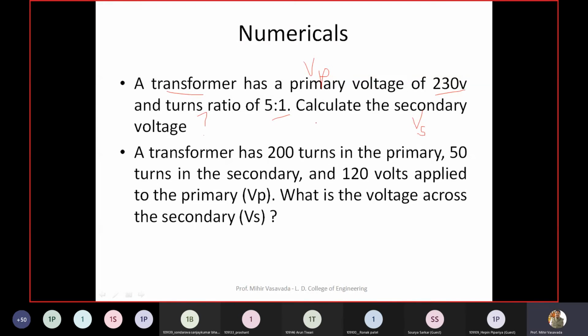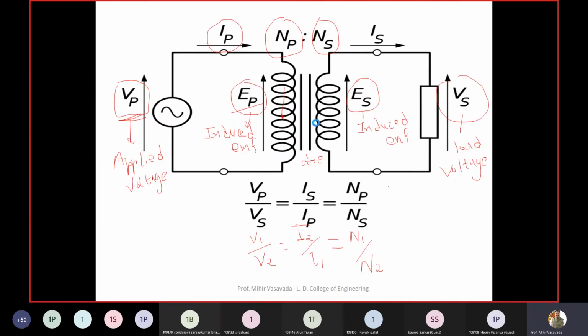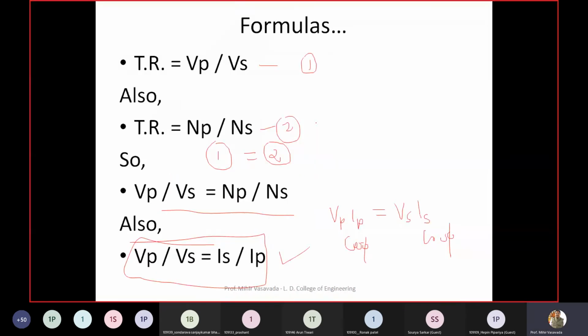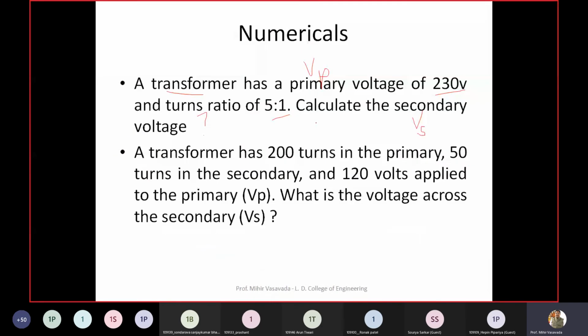It means the concept is understood correctly by you all. Those who are unable to understand should use this equation: VS is VP upon the ratio. We have used this formula here and we have found the answer.